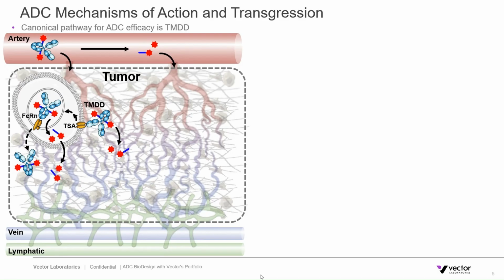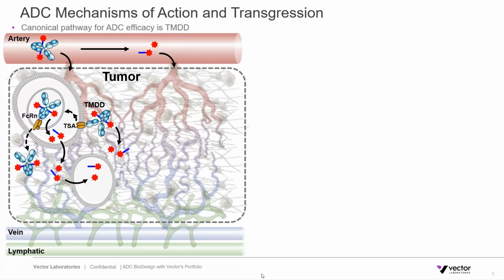The payload itself can also undergo efflux from the targeted cell, either by passive diffusion or by active PGP-mediated transport, and this can decrease efficacy. Sometimes, because tumors are heterogeneous and they have cells that don't express the targeted antigen, that extracellular payload can diffuse into these antigen-negative cells to increase efficacy via the bystander effect.